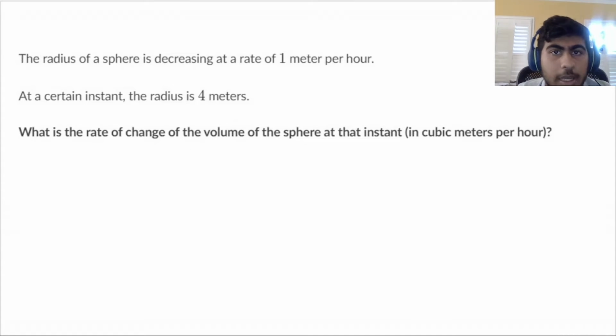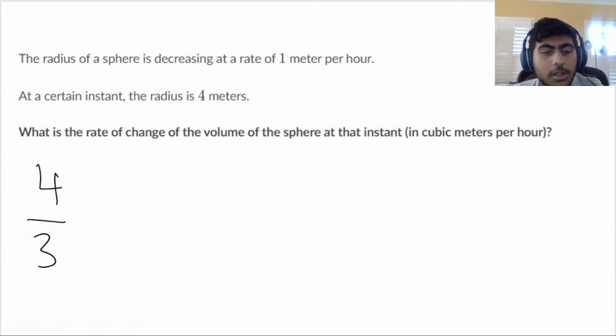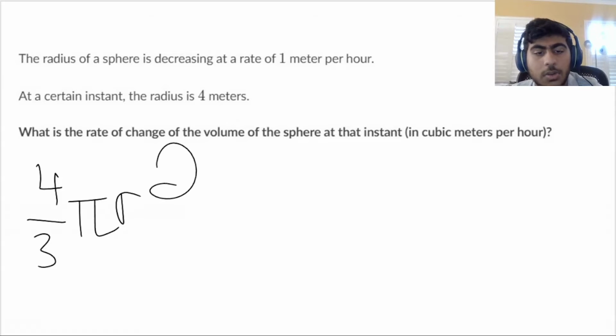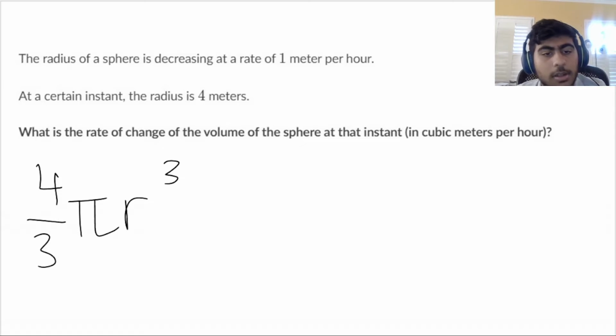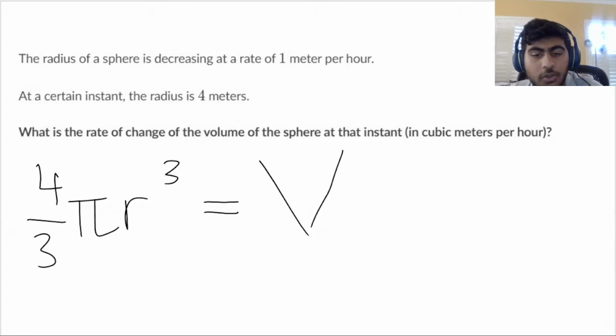Now on the AP exam, they'll give you this information, but it is 4/3 pi r squared. Or not squared. Pi r cubed, sorry. So that is the volume. And we're asked to find the rate of change of the volume, or dV/dt.